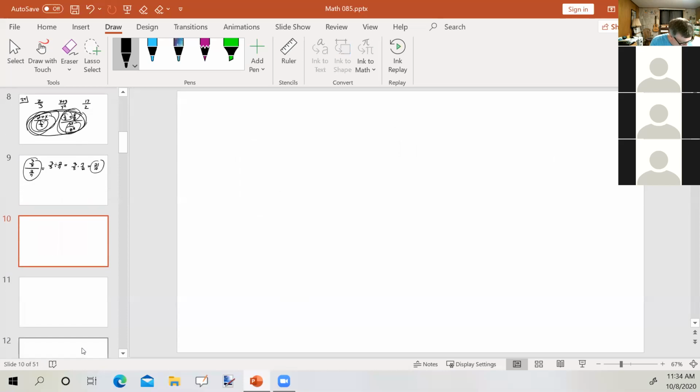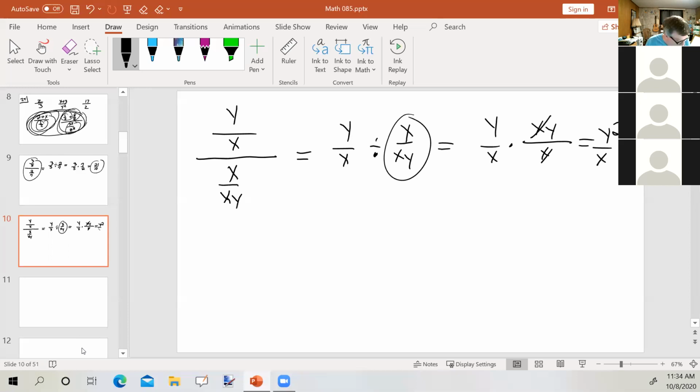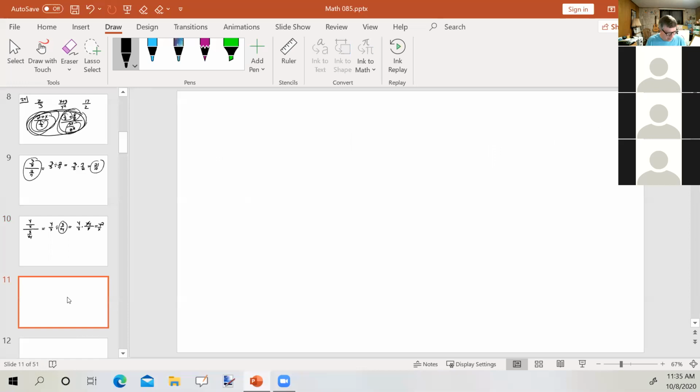All right, let's take this example: y over x, the whole thing divided by x over xy. So again, we have a fraction divided by a fraction. So we could rewrite that as a fraction times the reciprocal of this second fraction, or the divisor. Well, now, let's see. We can reduce an x and an x, and we're left with y squared over x as our final answer. Any questions about that one? Okay. Now, let's take a look at a more complicated complex fraction.